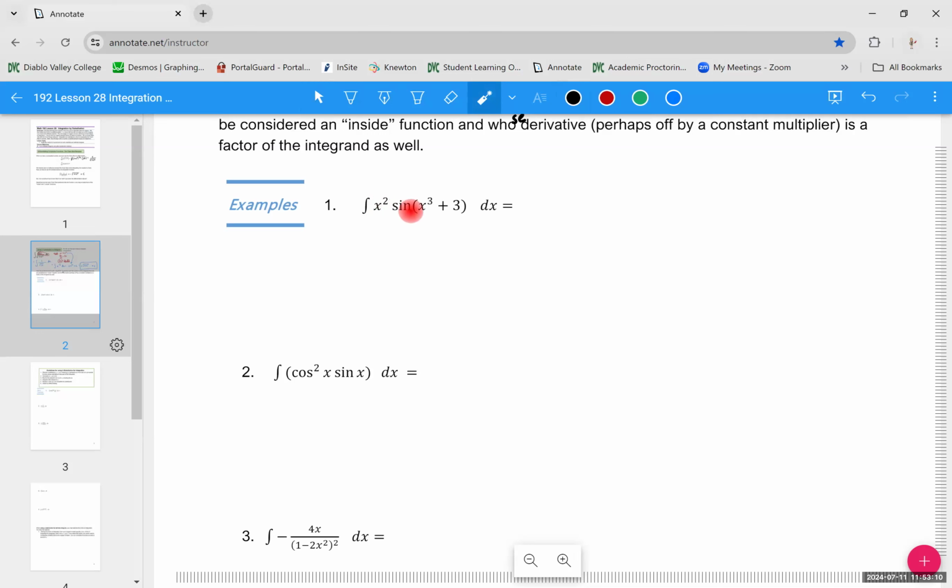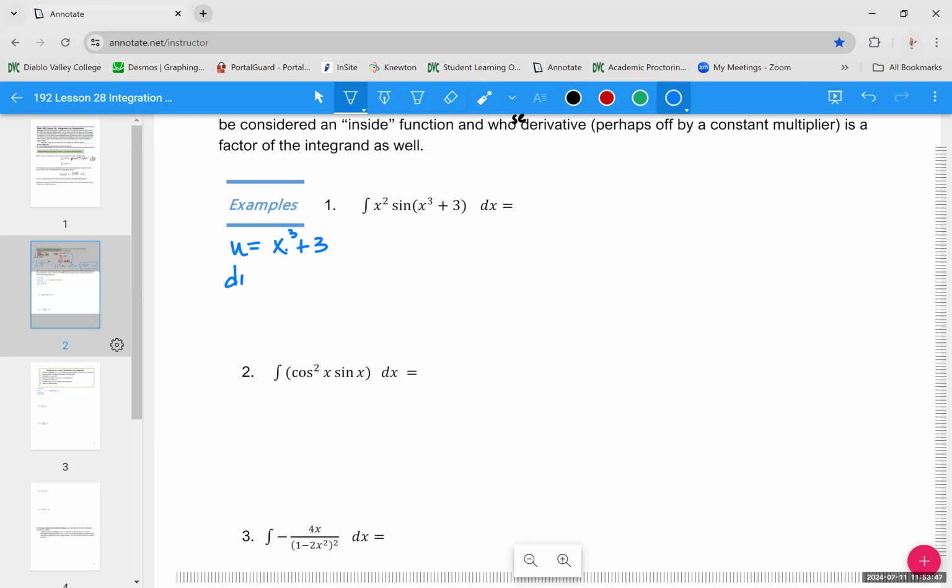I have x squared sine of x cubed plus 3 dx. Now, when you look at that, what function seems like an inside function to you? The x cubed plus 3, right? So it seems like a good candidate for the u would be the x cubed plus 3. And then just take a quick look at what the derivative of this would be, which would be 3x squared. And you'll notice that in the integrand, we have an x squared multiplier. That's the sign that you've got the right u.